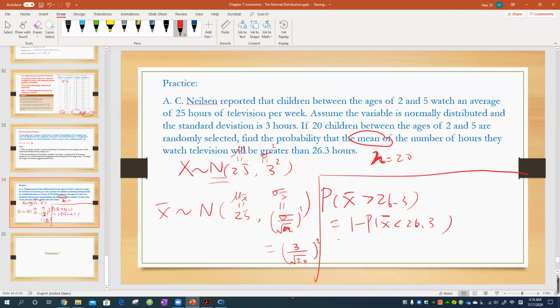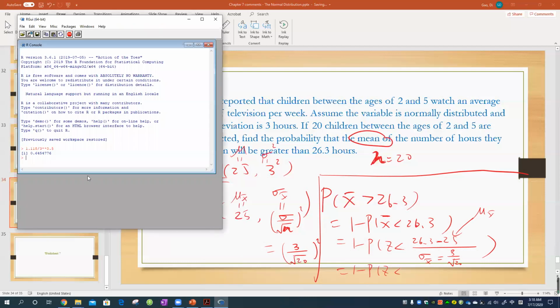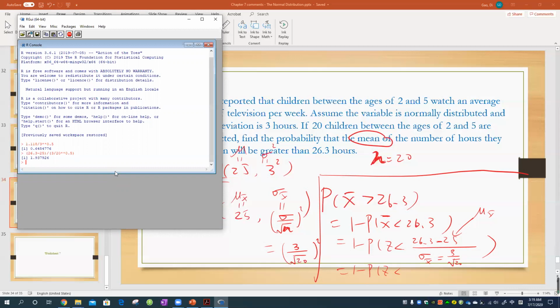Then we can transform, right? 1 minus the probability of z smaller than 26.3 minus mu x bar, which is 25, over sigma x bar, which equals 3 over square root of 20. So we can calculate this number, which is 1 minus the probability of z smaller than 26.3 minus 25 divided by 3 over square root of 20. That's going to be 1.93, 1.94.